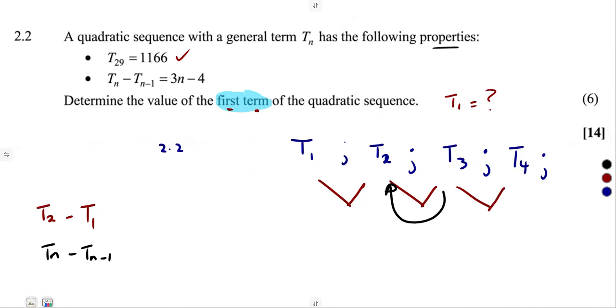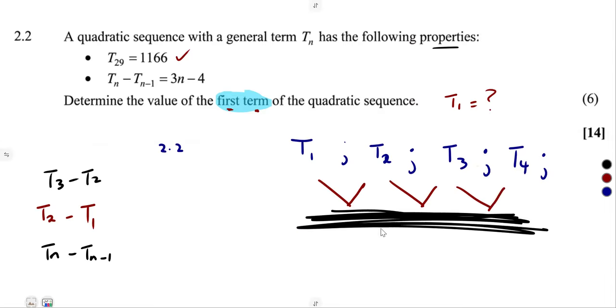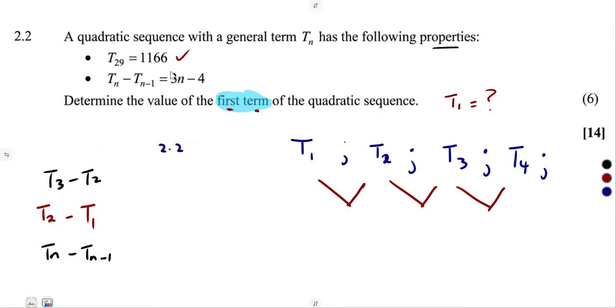Let's consider T3 minus T2. If our n is 3, n minus 1 is 3 minus 1, which is 2. So these first differences are represented by the statement Tn minus Tn minus 1, and in each case you must use the formula 3n minus 4.